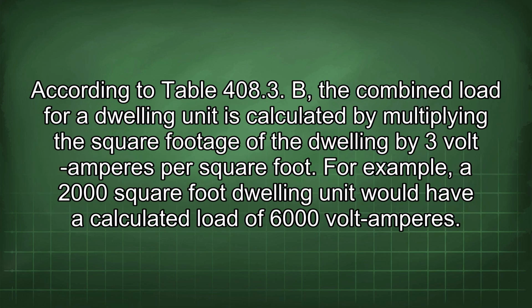According to Table 408.3, B, the combined load for a dwelling unit is calculated by multiplying the square footage of the dwelling by 3 volt-amperes per square foot. For example, a 2,000 square foot dwelling unit would have a calculated load of 6,000 volt-amperes.